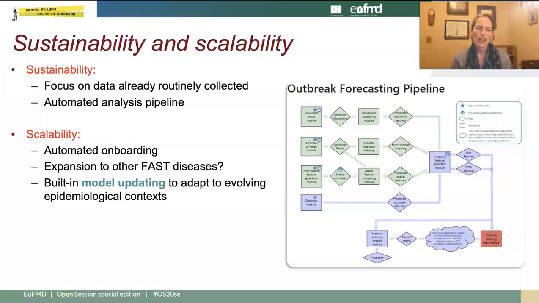And then we also have thought ahead to the scalability of this project. One aspect of that is that within our automated pipeline, we've built in a model updating feature that allows the model to adapt to evolving epidemiological contexts. An important benefit of this is that it will also allow us to expand this pipeline to a new disease, for example, African swine fever or foot and mouth disease or something else like that that could come into the country. As long as the data is managed in the same way and we can put the data into the same structure, we could run it through our pipeline and produce forecasts.